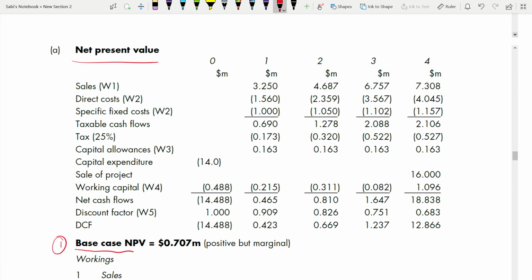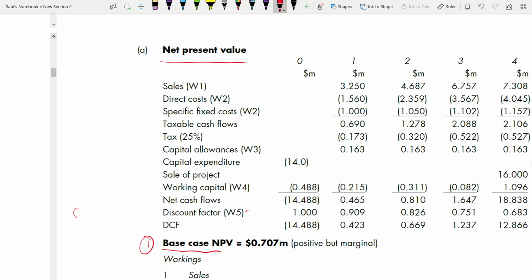That's it. So for this discount factor, I will write here, cost of equity. Because it is base case net present value, we are assuming that it is fully financed by equity. In the discount factor, we are using cost of equity. That is the only difference. Rest everything remains the same. We calculate it in the normal way we find net present value.